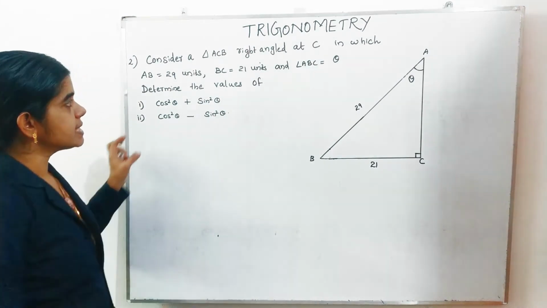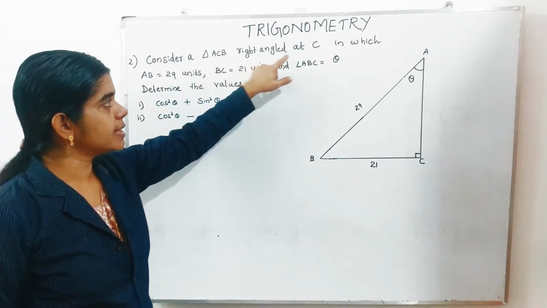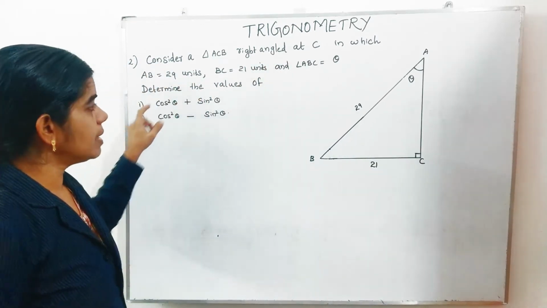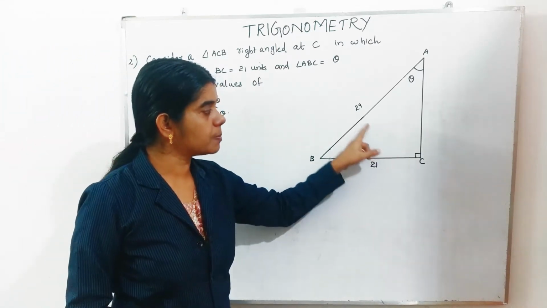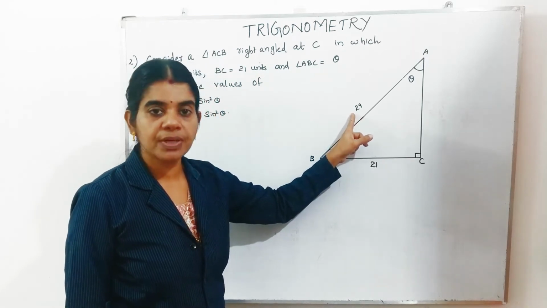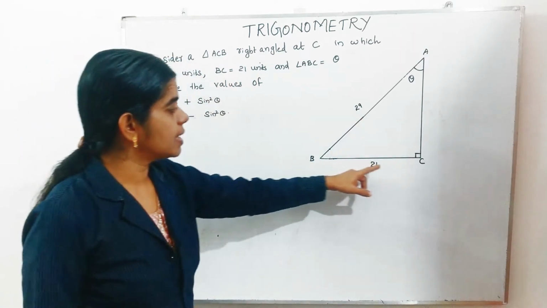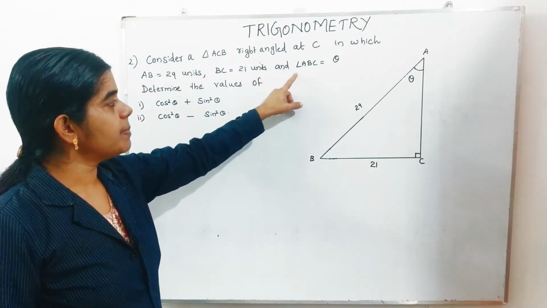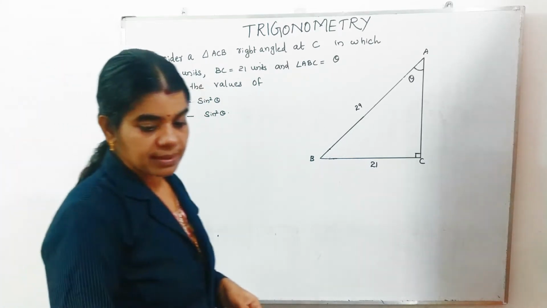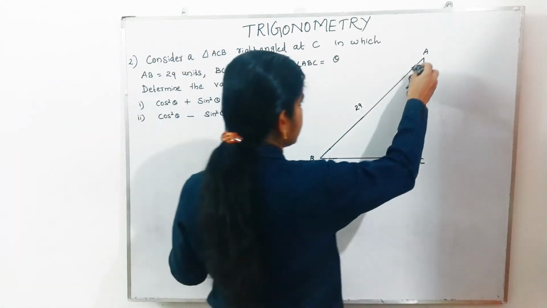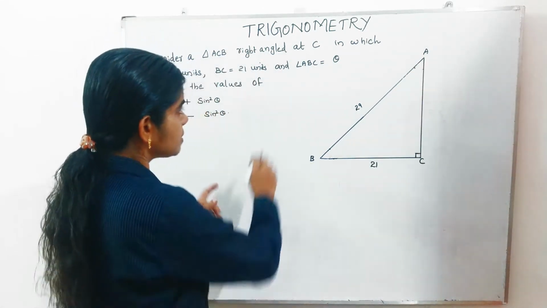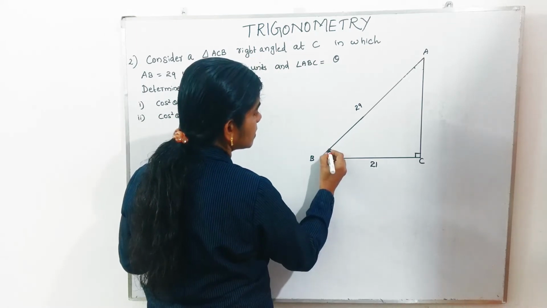Next question. Consider a triangle ACB, right angled at C, 90 degrees at C, in which AB is equal to 29 unit. That means the side opposite the 90 degree angle, that is the hypotenuse, is given as 29 unit, and BC, another side, is given as 21 unit. Angle ABC is given. This angle B is given as theta.